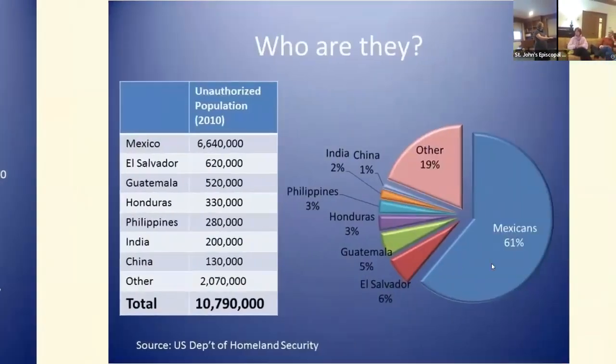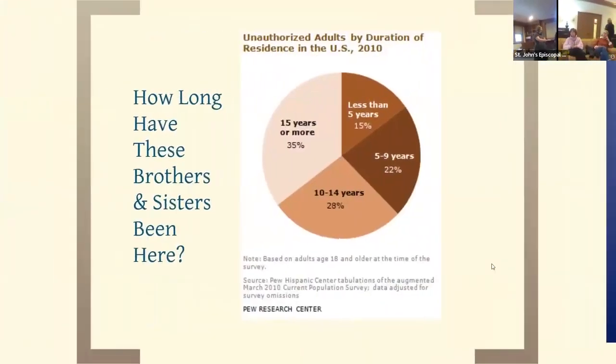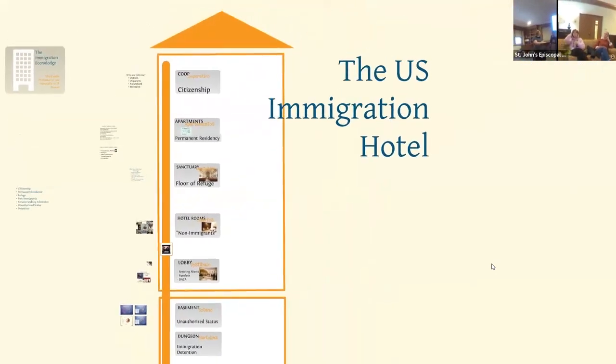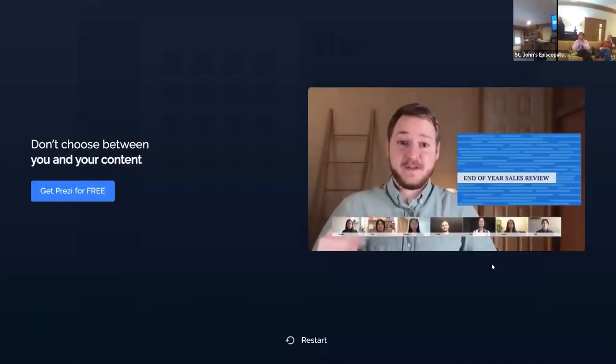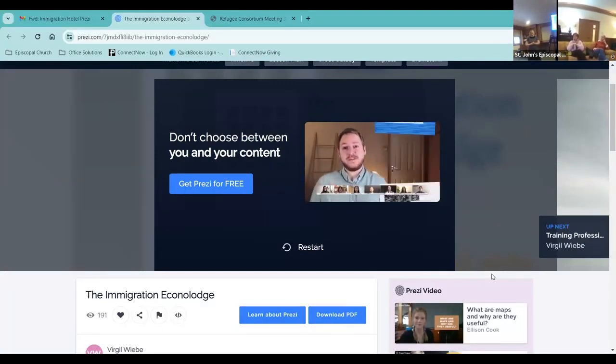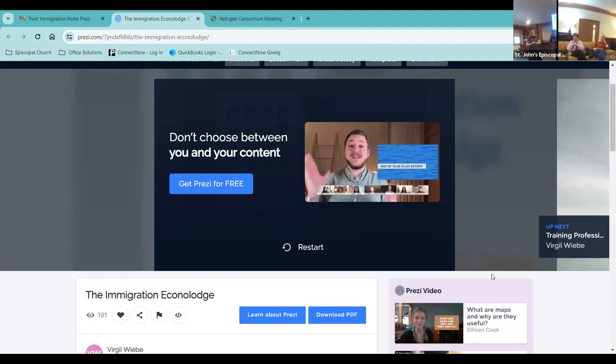And these are kind of old statistics, so I'm gonna skip them. The gist is that it's a lot of people from Central America, and a lot of them end up living in the US for a really long time without an authorized status. And then we kind of skipped over this, but of course there's the basement, which is immigration detention, which is a really unfortunate reality for a lot of people. And a lot of the time after that, they're deported and may or may not try to come back.